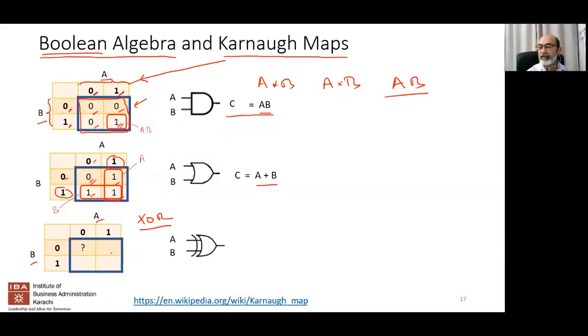First block will be 0, then 1, and then 1, and then 0. Okay, very good. So this should be fairly straightforward.